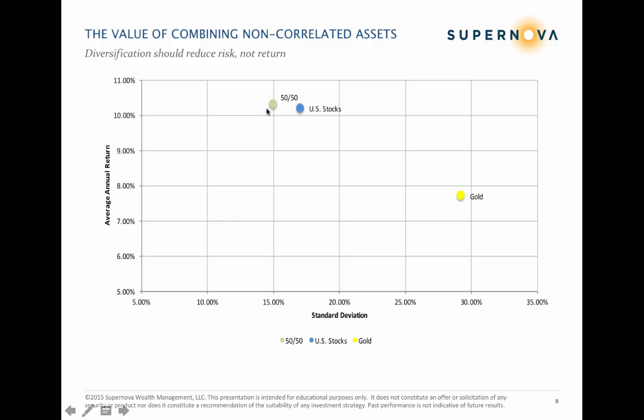That 50-50 stock gold portfolio had a higher return than either of these two assets and a lower risk. This is the magic of diversification. Diversification should reduce risk, not return.